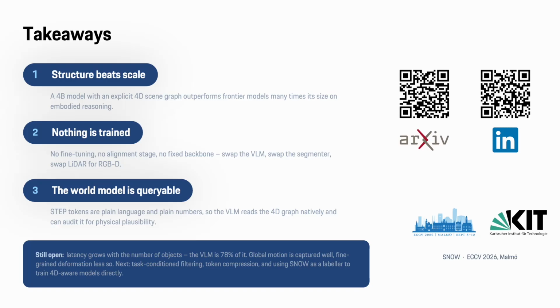There are still some open issues. For instance, we did not account for latency with our method. Latency grows with the number of objects. Additionally, global motion is captured well, but fine-grained deformation is less well represented. In the future, we want to develop task-conditioned filtering and token compression for 4D representations such as SNOW. Additionally, we would like to use SNOW as a labeler to train 4D-aware models that are able to infer 4D representations directly through one inference step.